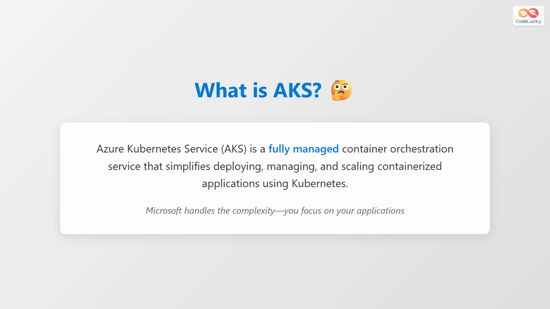Azure Kubernetes Service, or AKS, is a fully managed container orchestration service that simplifies the process of deploying, managing, and scaling containerized applications using Kubernetes. The key advantage of AKS is that Microsoft handles all the complexity of the underlying infrastructure. This means you can focus entirely on building and running your applications, while Azure takes care of cluster management, upgrades, patching, and system maintenance tasks. Essentially, AKS removes the operational burden of managing Kubernetes clusters, allowing developers and operations teams to be more productive.